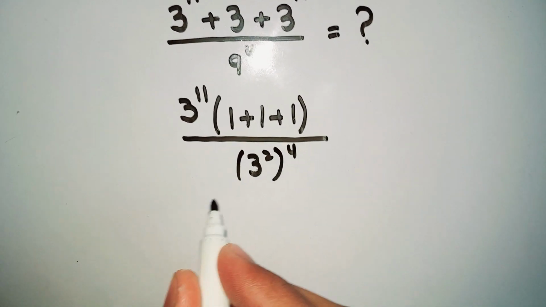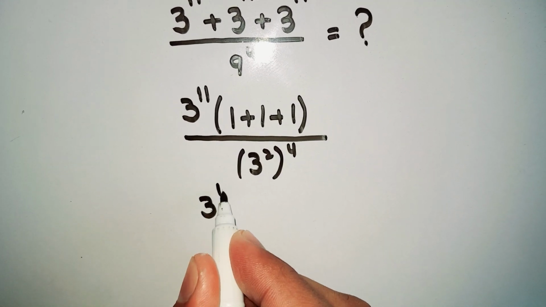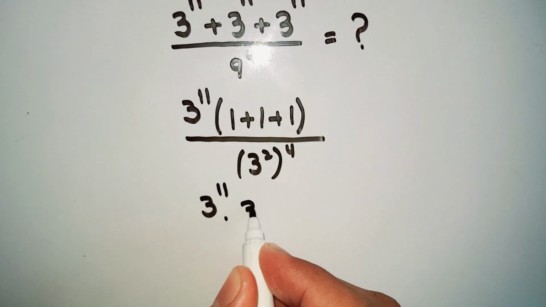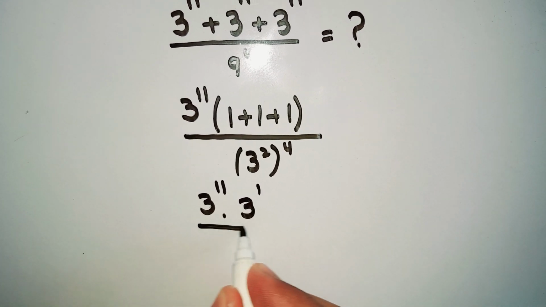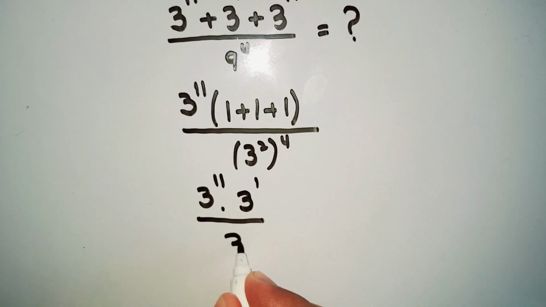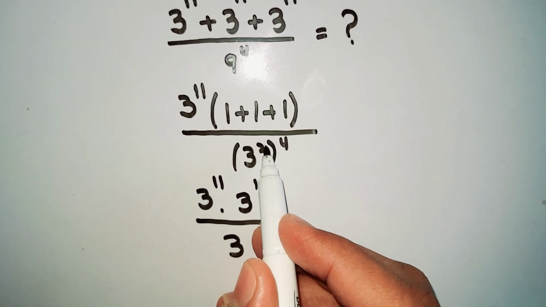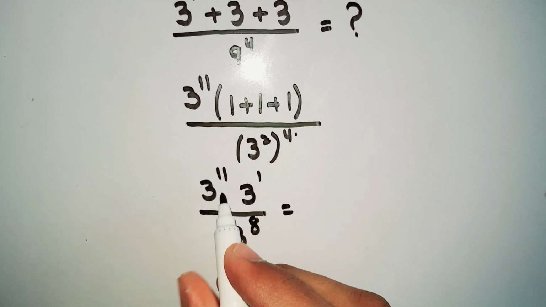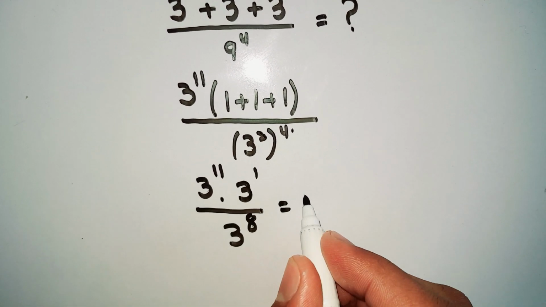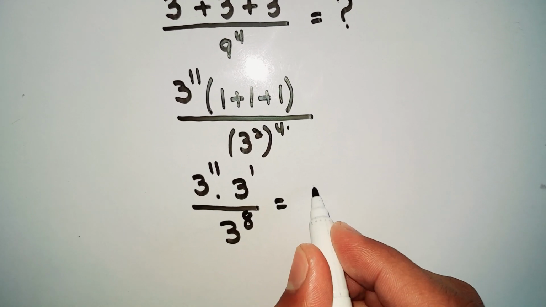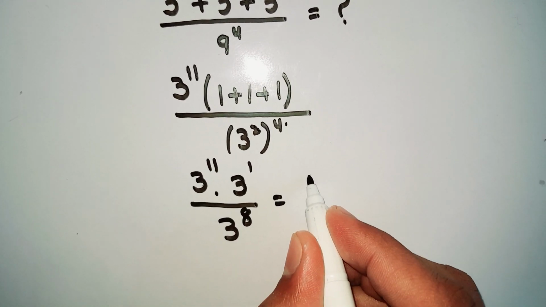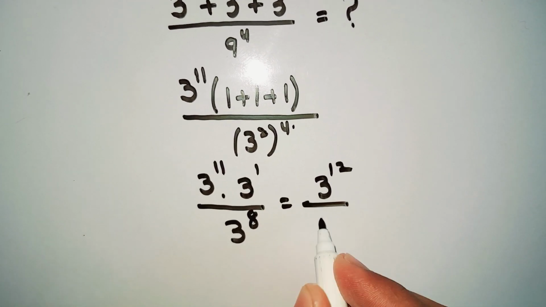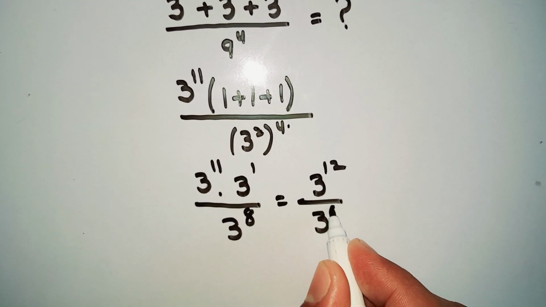So now here we write 3 power 11 multiplied by 1 plus 1 plus 1, which equals 3, divided by 3 power, multiplying the powers, 4 times 2 is 8. So now here we see 3 power 11 multiplied by 3 power 1. When bases are the same, we just add the powers in multiplication. So we write 3 power 12 upon 3 power 8.